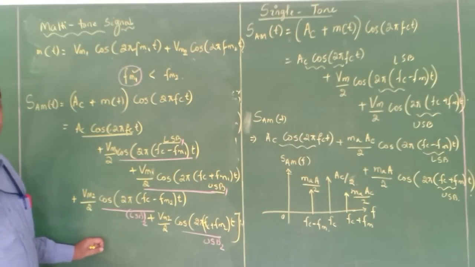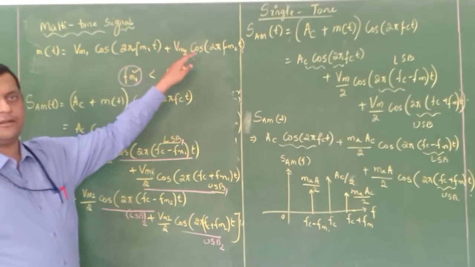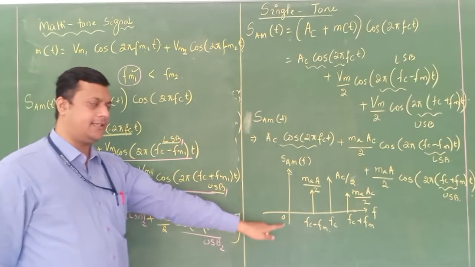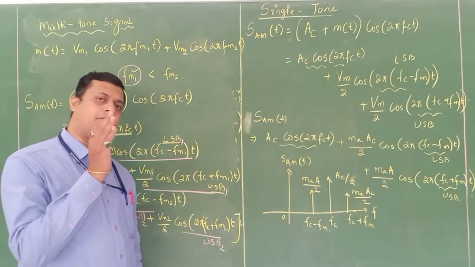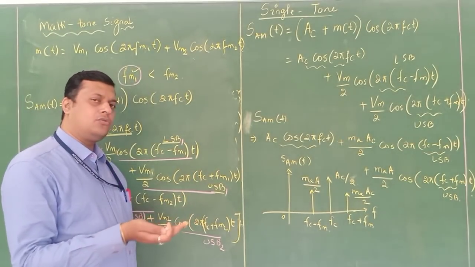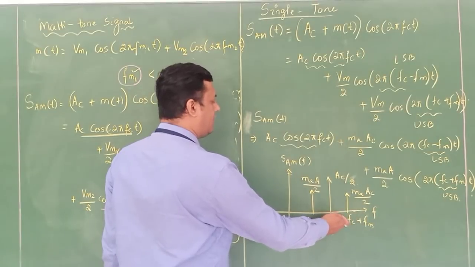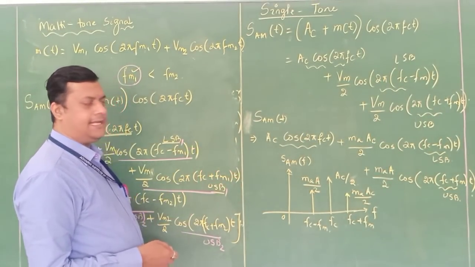So that means if there are two modulating frequencies available, then in spectral analysis there will be 5 spectrums available. The center frequency will be our carrier. On the right hand side, two spectrums will be there, one with respect to the first modulating signal and one with respect to the second modulating signal. Okay.